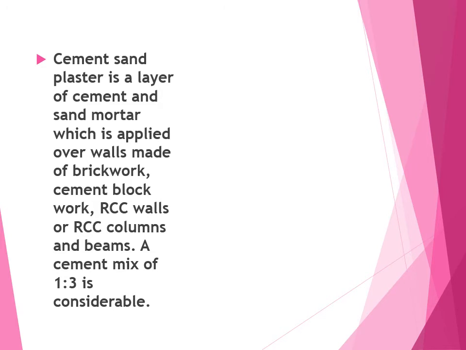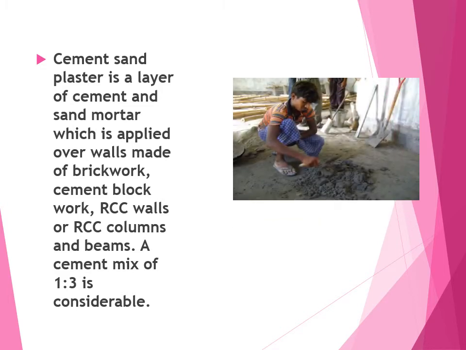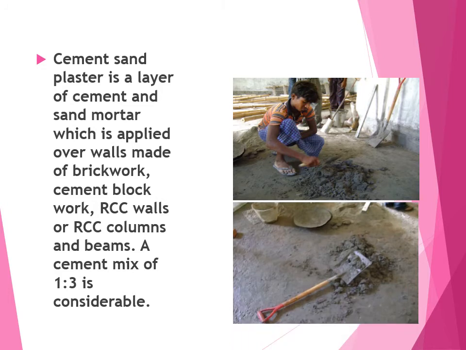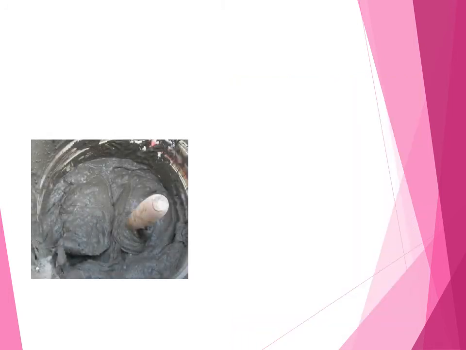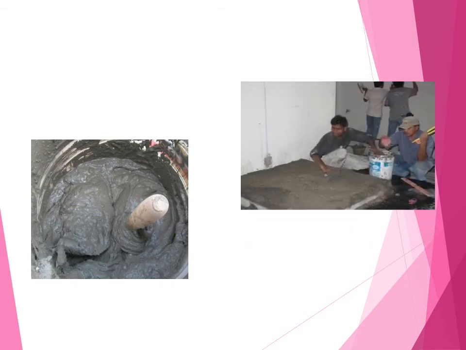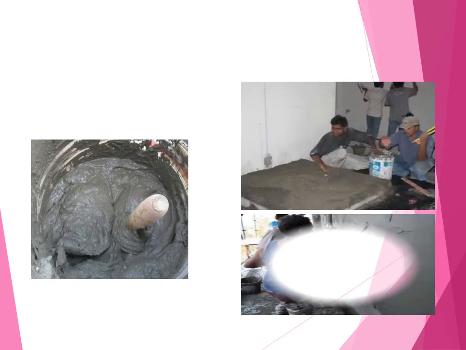Cement plaster is a layer of cement and sand mortar which is applied over walls made of brickwork, cement blockwork, RCC walls or RCC columns and beams. A cement mix of 1:3 is considered, which is shown in the adjoining images. This is all the methodology of making a sand cement mortar, shown in the images.